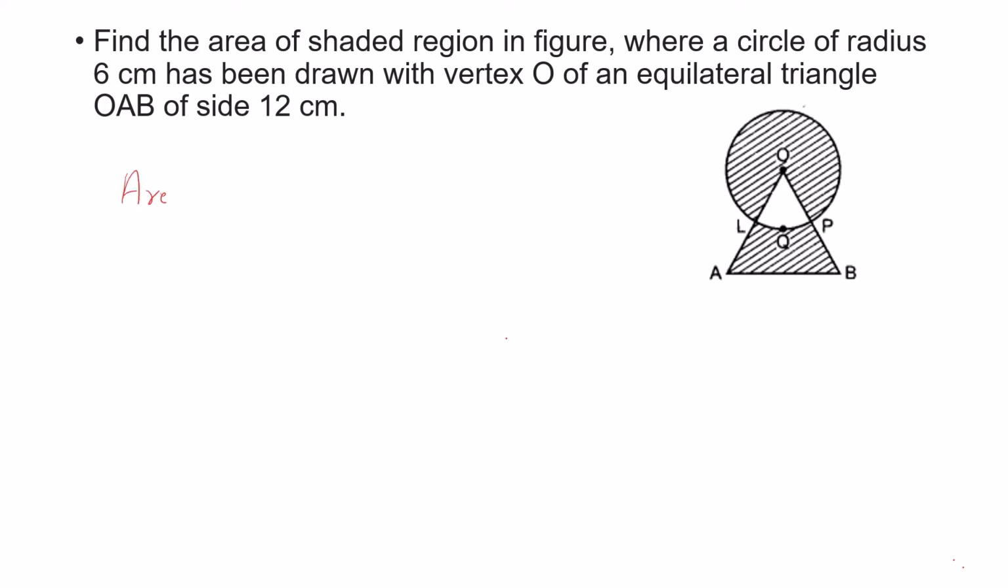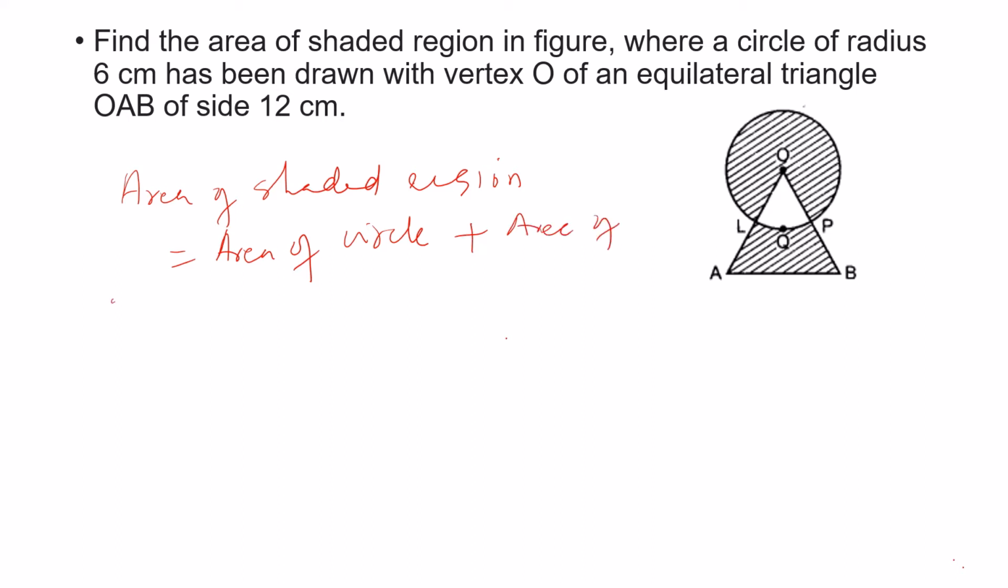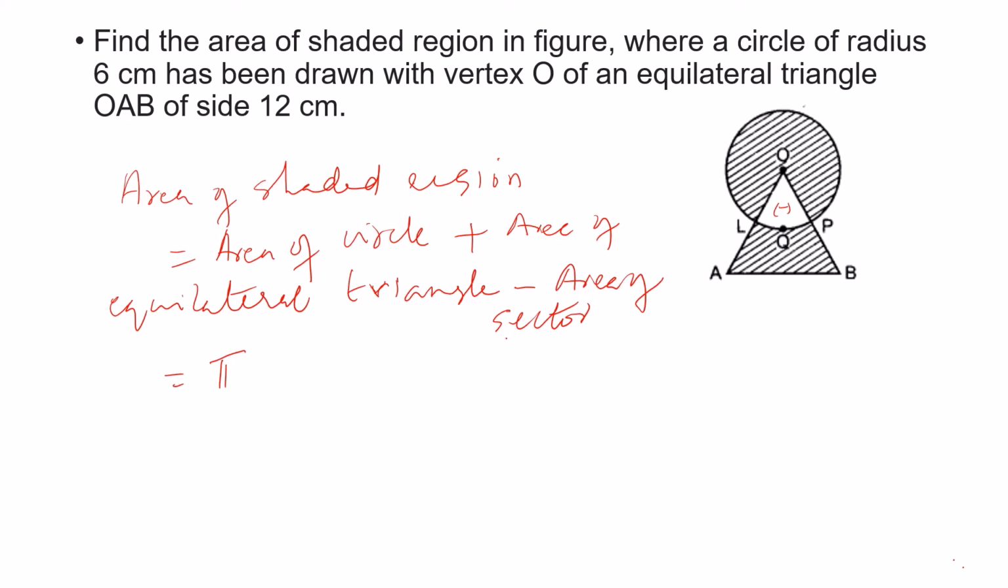So the area of the shaded region is equal to, we can add the area of the circle plus the area of the equilateral triangle, and then we have to subtract this part, which is like a sector, so the area of the sector. Now the area of a circle is pi r square, so pi into 6 square, as the radius is 6 centimeters.